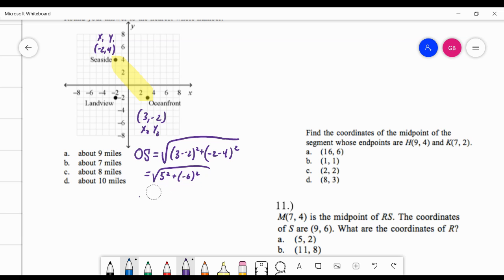So I'm sorry, 25 plus 36, which is the square root of 61. Square root of 61.